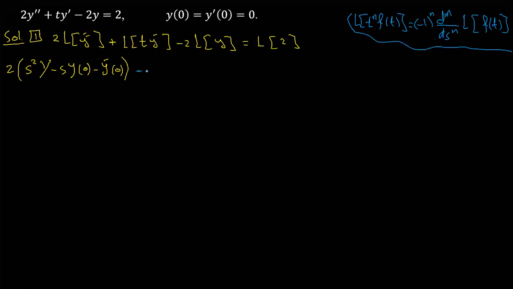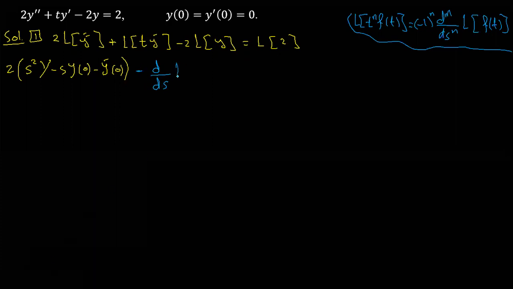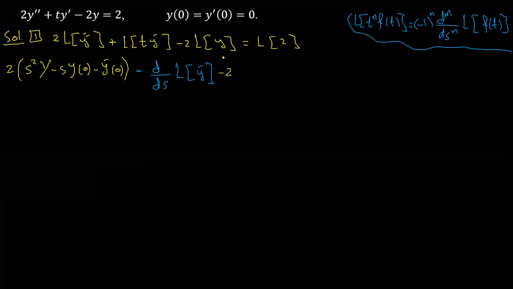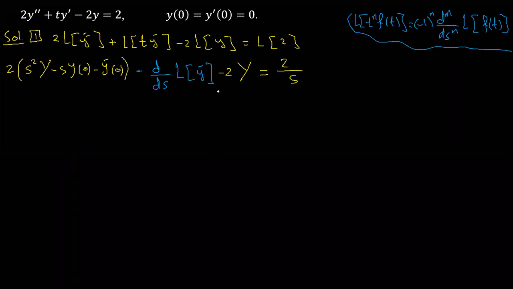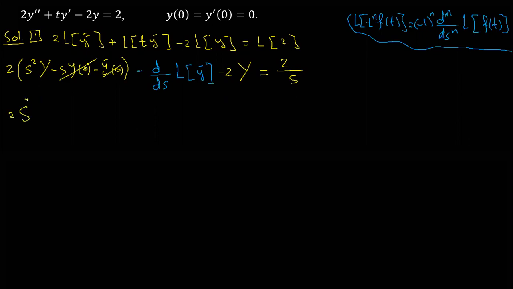Negative 1, d by ds of what? Just Laplace of y prime. Great. Continue, please. What about Laplace of y small? So minus 2 Laplace of y capital. Great, Muhammad. Equals Laplace of 2, which is 2 over s. I know this. Now I'm going to plug in y of 0 and y prime of 0. So this is 0, cancel. This is 0, cancel. So I have 2 s squared Y capital.